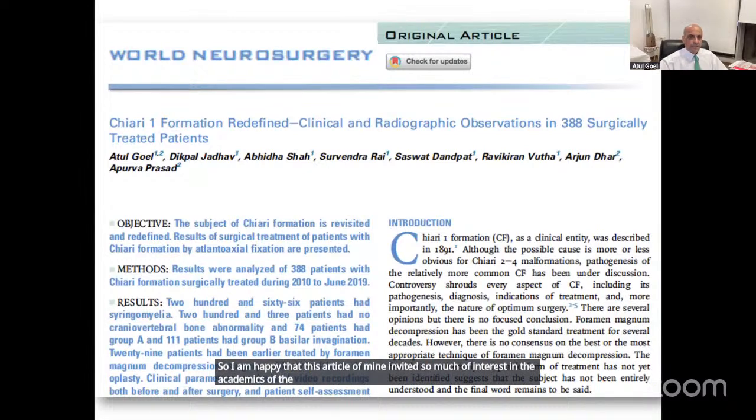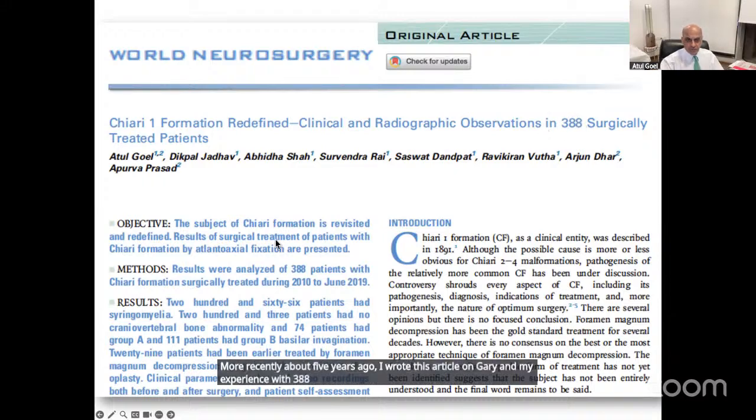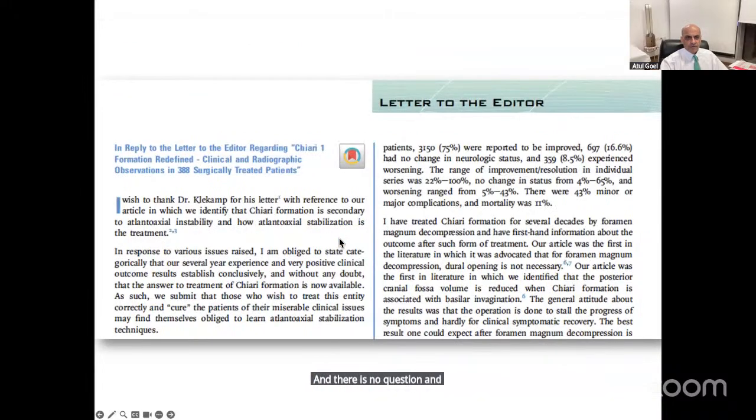interested in Chiari. More recently, about 5 years ago, I wrote this article on Chiari and my experience with 388 cases, all treated by C1, C2 fixation. Magic, all cases, magic clinical result. And you have to read this article. Now my experience is beyond 600, and there is no question and there is no argument as far as I am concerned.